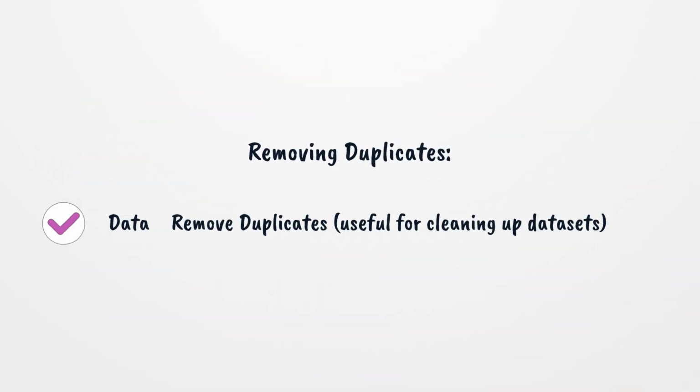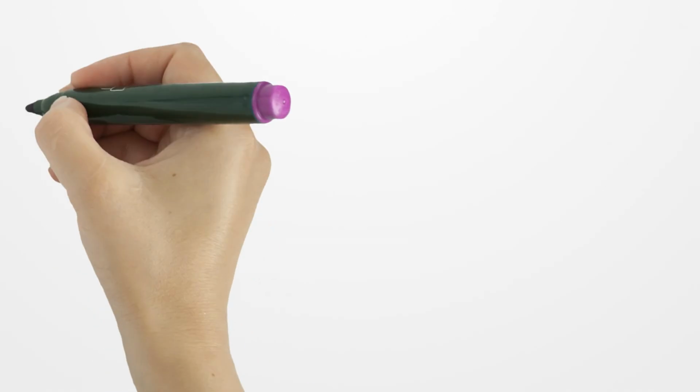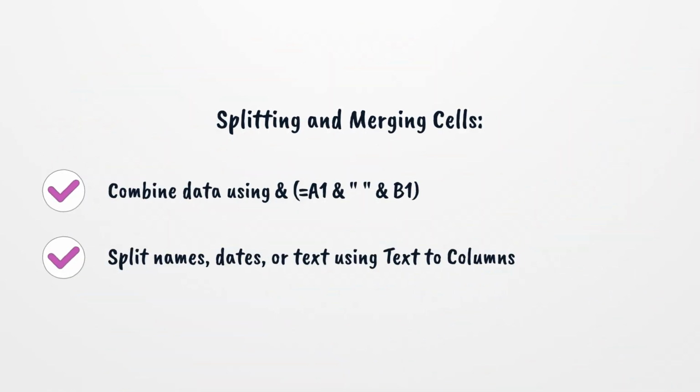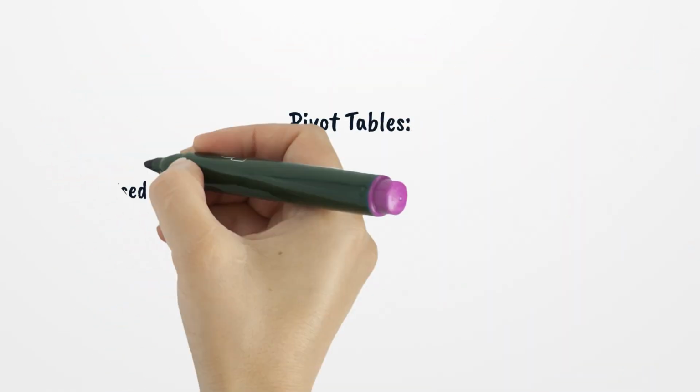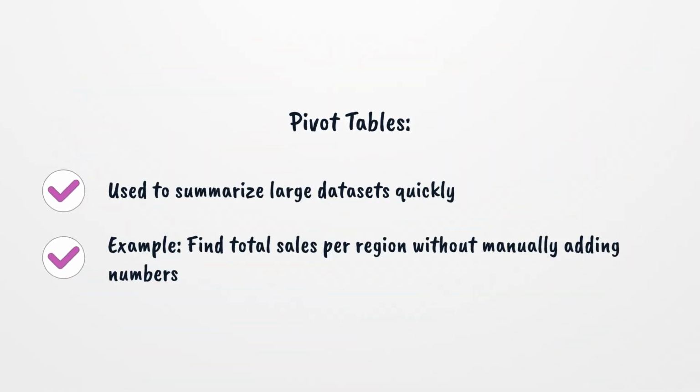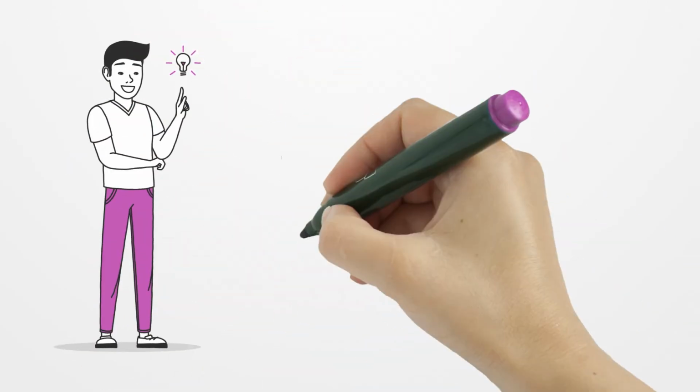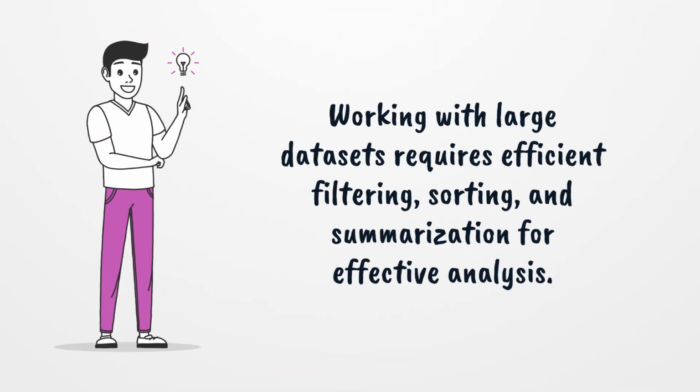Removing duplicates: Data, Remove Duplicates, useful for cleaning up datasets. Splitting and merging cells: combine data using AND, =A1&B1. Split names, dates, or text using text to columns. Pivot tables are used to summarize large datasets quickly. Example, find total sales per region without manually adding numbers. Working with large datasets requires efficient filtering, sorting, and summarization for effective analysis.